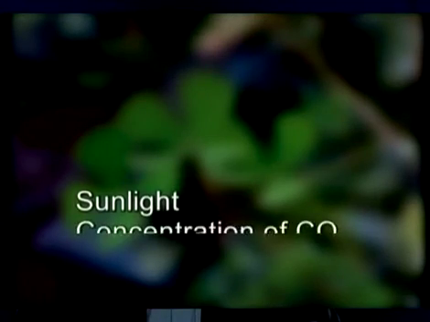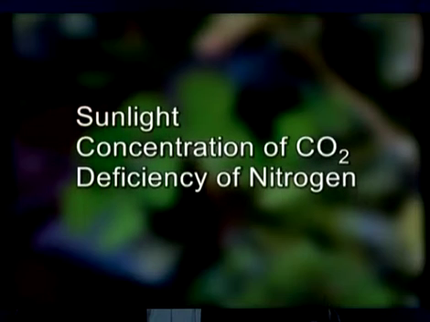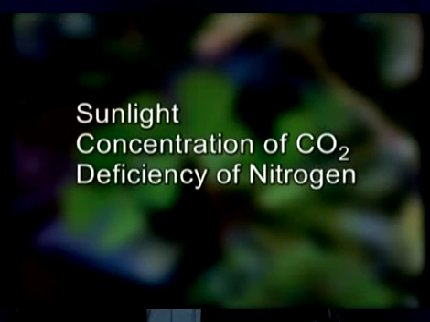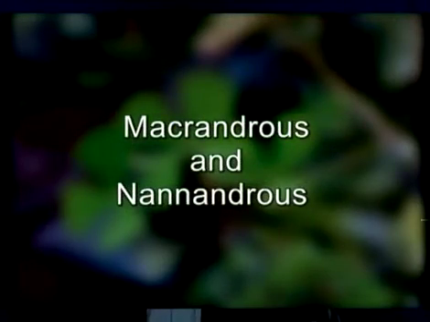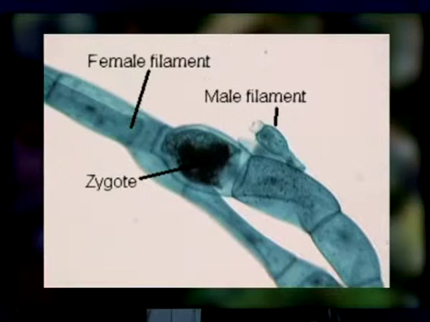Sexual reproduction in Oedogonium is determined by certain external factors such as sunlight, concentration of carbon dioxide, and the deficiency of nitrogen. Depending upon the distribution of sex organs, Oedogonium has been divided into two species, macrandrous species and nanandrous species. The two species can be differentiated from each other by the possession of small dwarf male filaments in nanandrous species, whereas these dwarf male filaments are not found in macrandrous species.